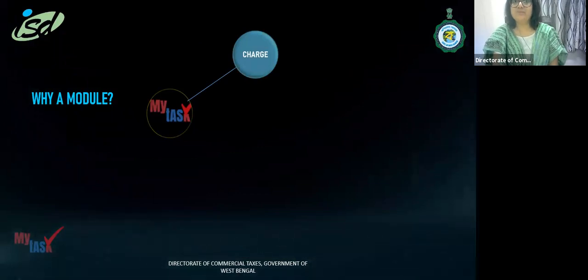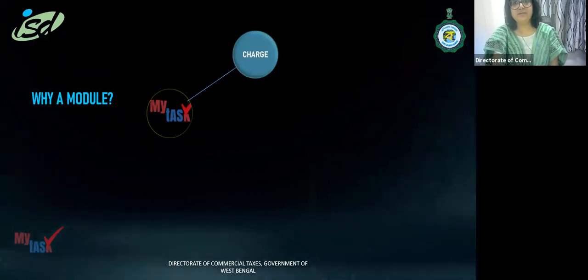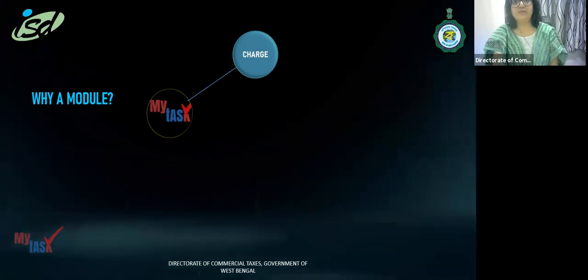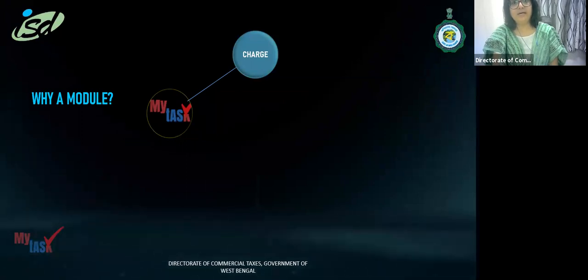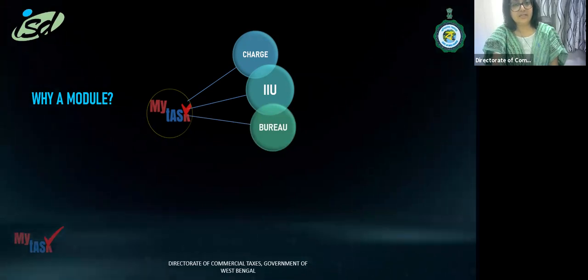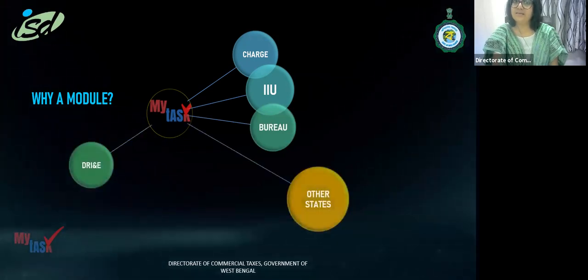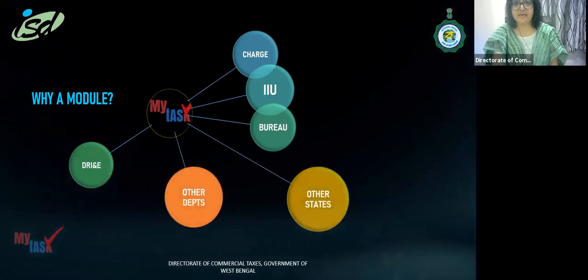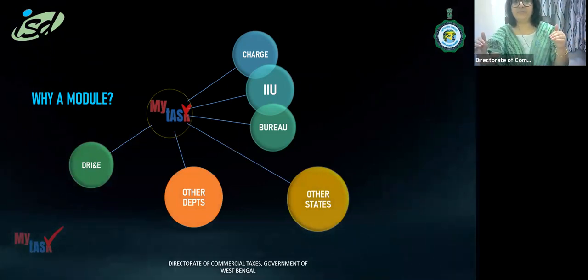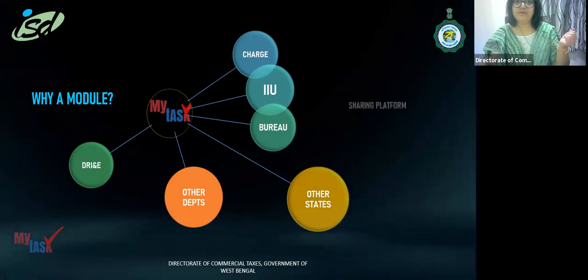The smallest unit which works on anti-evasion in the Directorate is called a charge. They work on their own, that is, they generate work on the basis of their own intelligence. Or they are helped by specialized units called the Bureaus of Investigation, the ITC Investigation Unit. There are other directorates such as the Directorate of Revenue Intelligence, CBI, the police, and the like. This sharing of data between the smaller units and the specialized units, they needed a platform. Sharing of data and work between the specialized units also needed a platform.